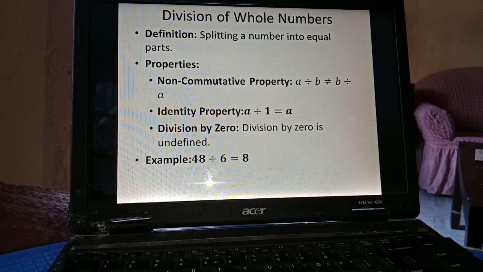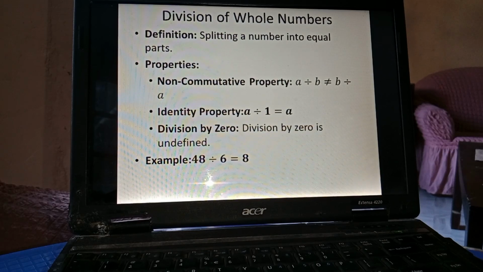Division by 0. Division by 0 is undefined. You cannot divide a number by 0. There is nothing like 2 divided by 0, or 4 divided by 0, or 9 divided by 0. In mathematics, we say it is undefined. You cannot get the result. Example of division is 48 divided by 6.